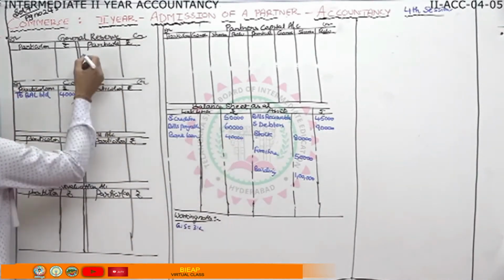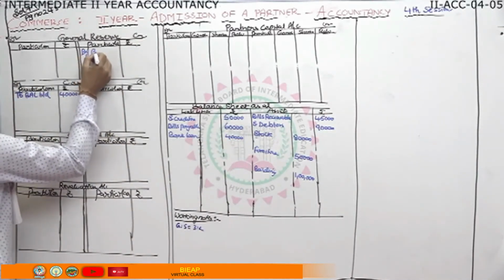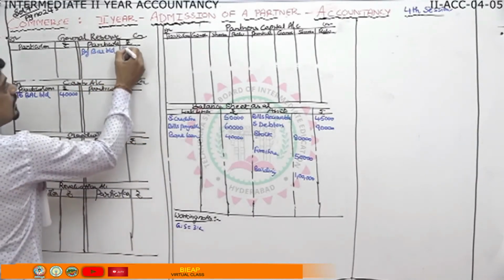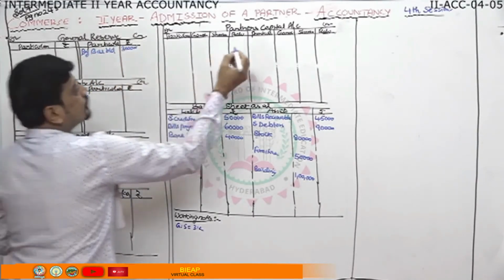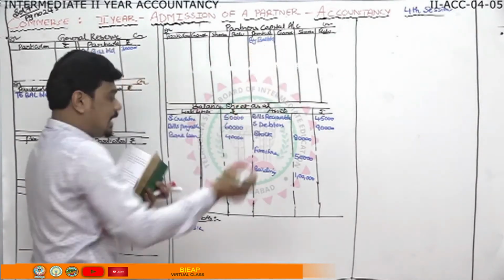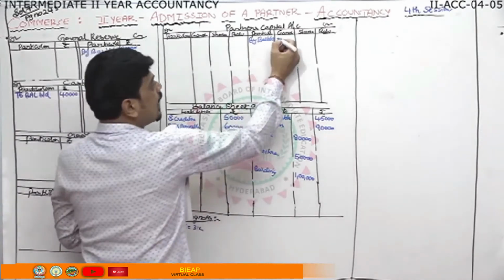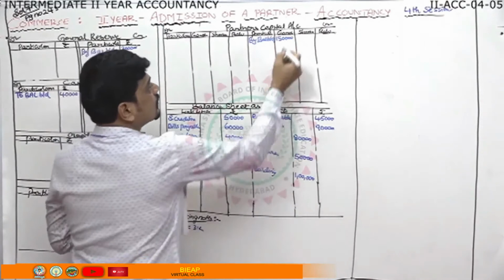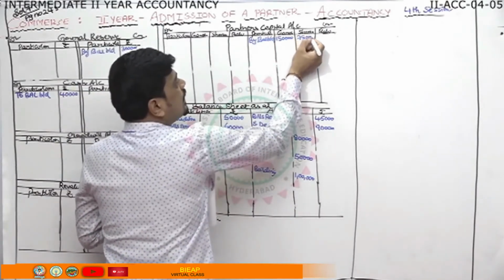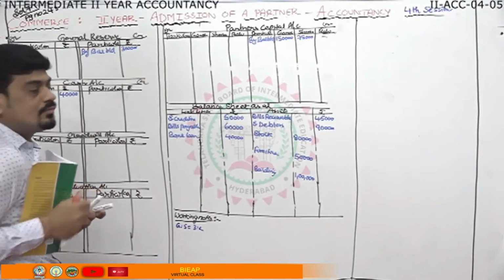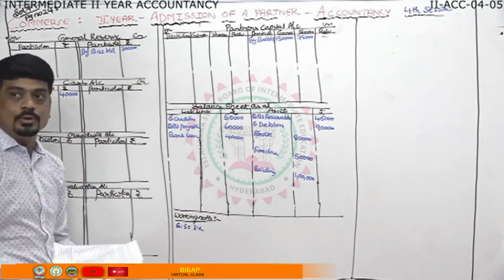Then general reserve. In the general reserve account, by balance brought down, the amount is 30,000. Then partners capital. By balance brought down, Ganesh capital is 1,50,000 and here 75,000. So all our postings are done. Within no time, we will be able to do the postings.